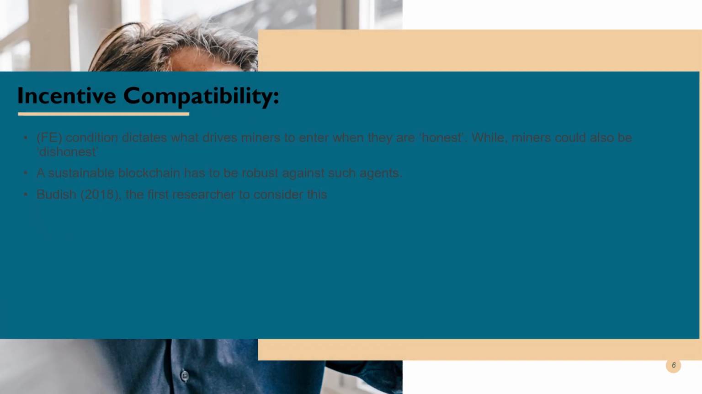The FE condition dictates what drives miners to enter when they are honest, in the sense of being interested in processing transactions and validating blocks. However, miners could also be dishonest, in the sense of having other goals that cause them to want to append blocks with information they know to be false. A sustainable blockchain has to be robust against such agents, deterring their entry. Budish in 2018 was the first researcher to consider this and chose the term incentive compatibility, or IC constraint.